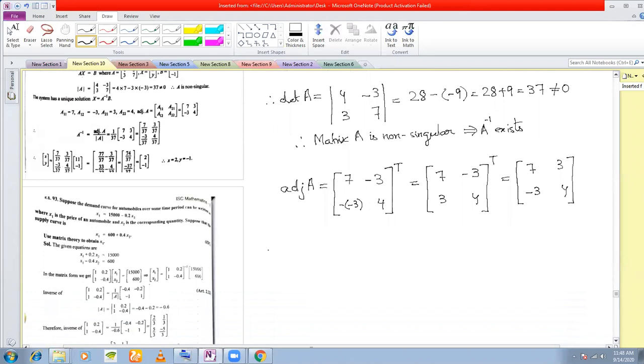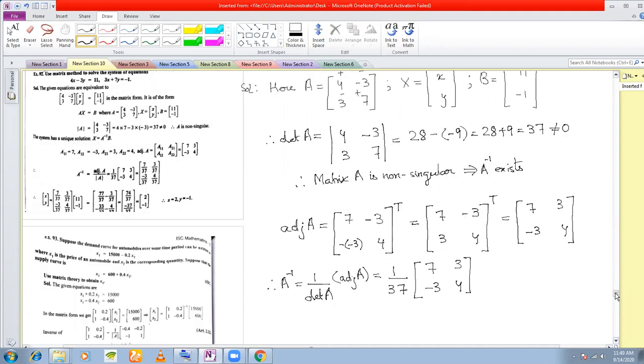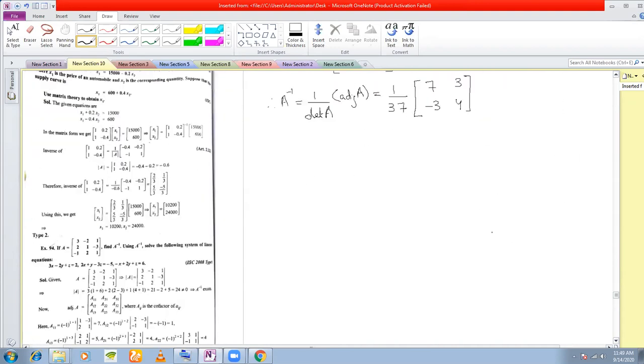Okay. So therefore what is the inverse? Inverse is therefore 1 by det A into the adjoint of A. Det A you know is 37. So 1 by 37 times adjoint 7, 3, minus 3, 4. So this is your A inverse. And what is the solution of therefore this system? X is equal to A inverse B.